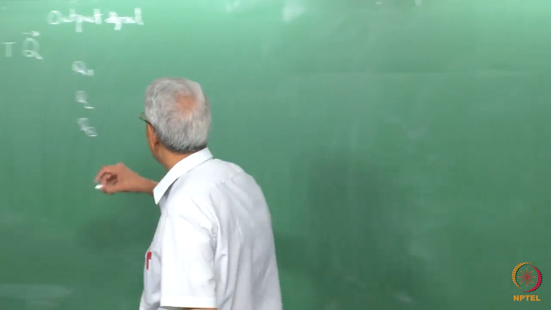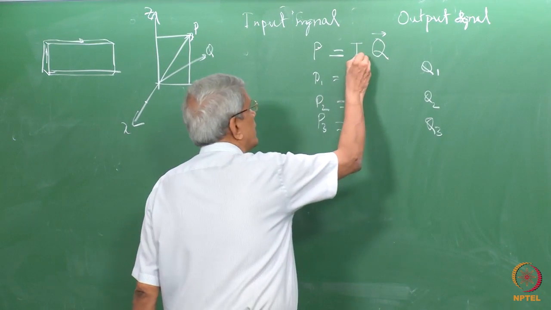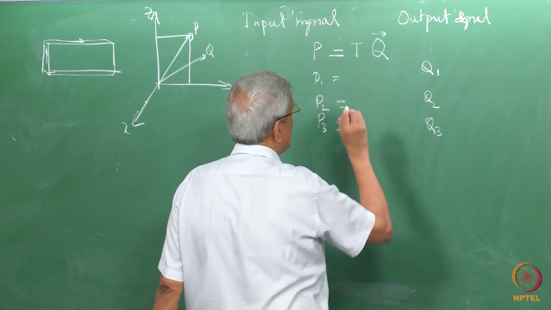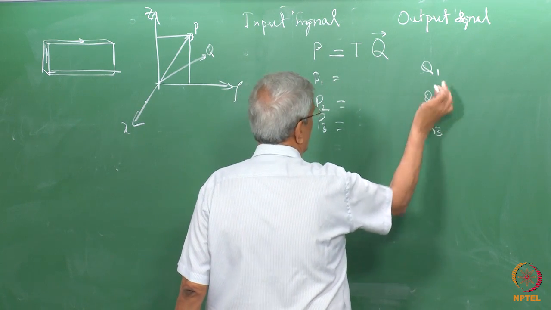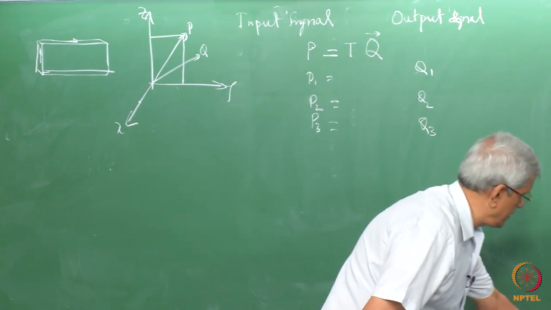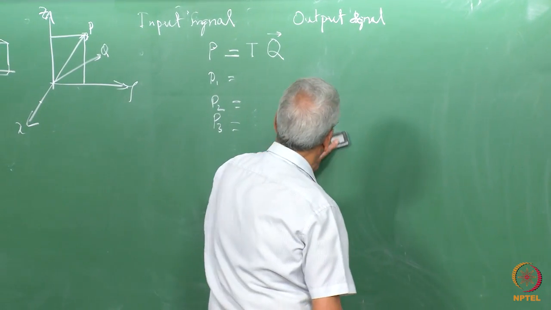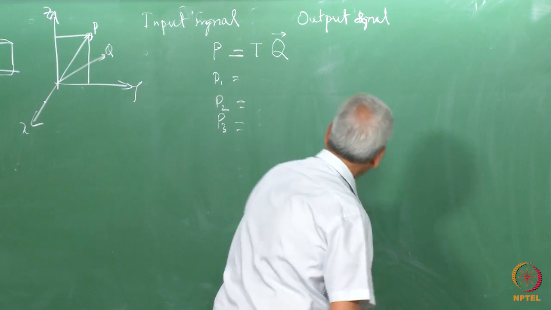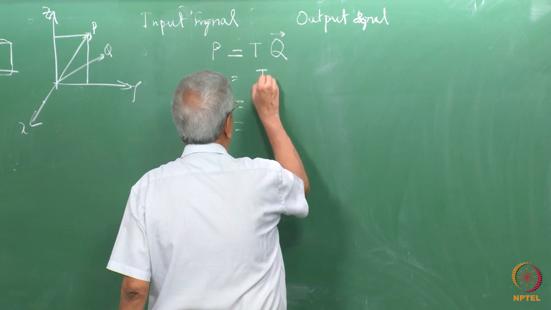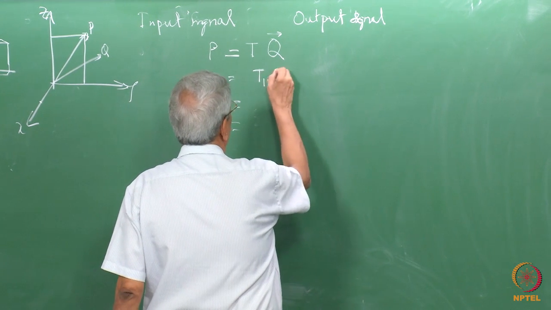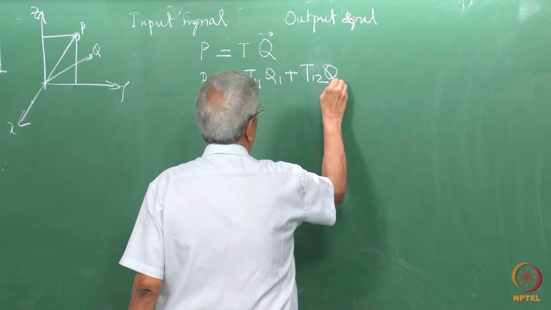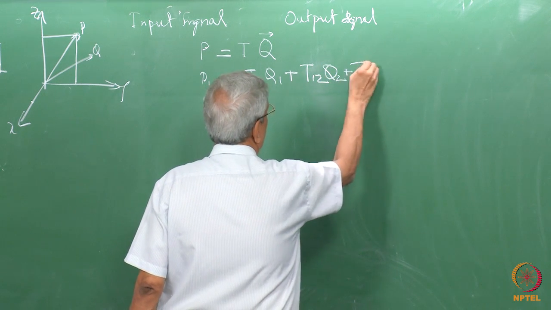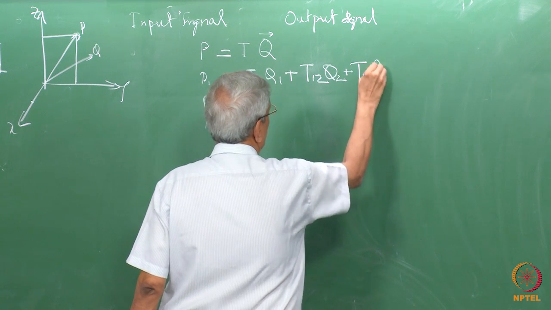So if this has to be connected, then it will be in terms of the property. If you look at it, essentially this can be written in the form of T11 into Q1, plus T12 into Q2, plus T13 into Q3.